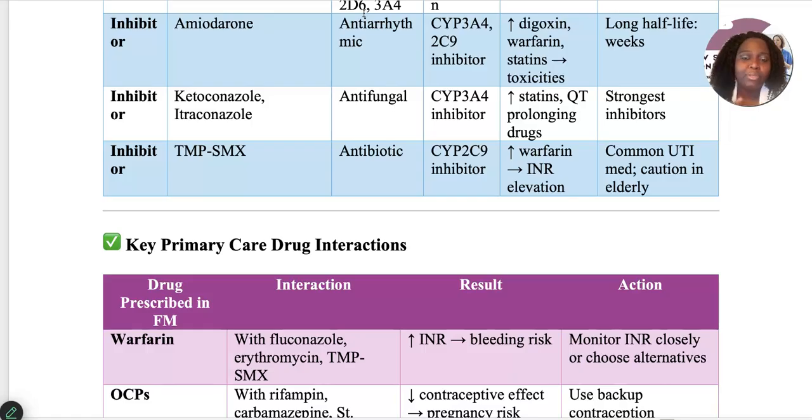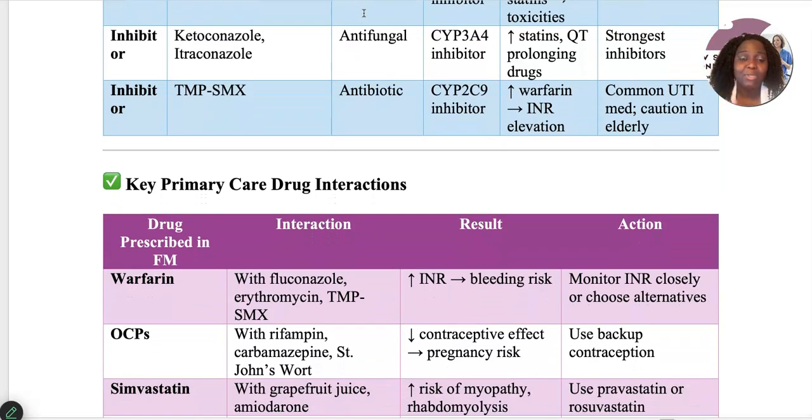What about amiodarone? It's an antiarrhythmic drug. It's a CYP3A4 and 2C9 inhibitor. Okay, that's just the enzyme class it falls under. When we combine it with digoxin, warfarin, statins, it is in fact going to increase the dose to a toxic level. All right. What about ketoconazole? Ketoconazole happens to be an antifungal. When we combine it with statins or QT prolonging drugs, it is going to create a problem, right? It's going to raise up the level, probably prolonging QT faster and even worse than we expect.